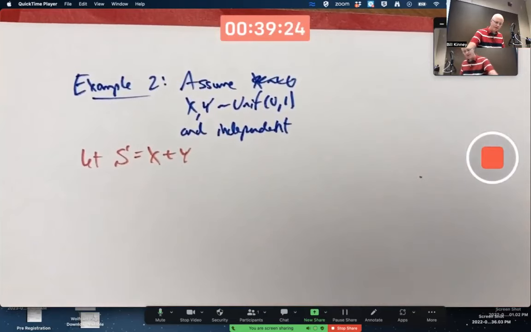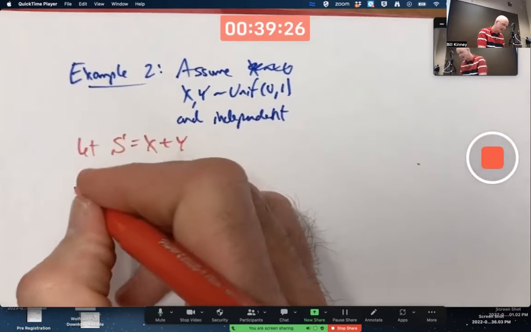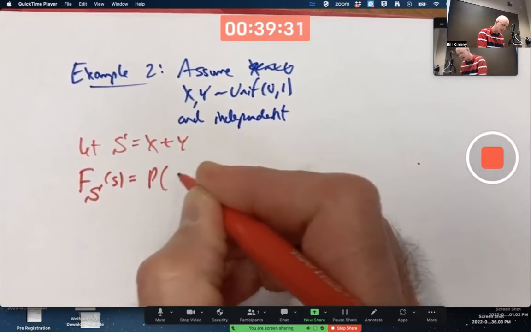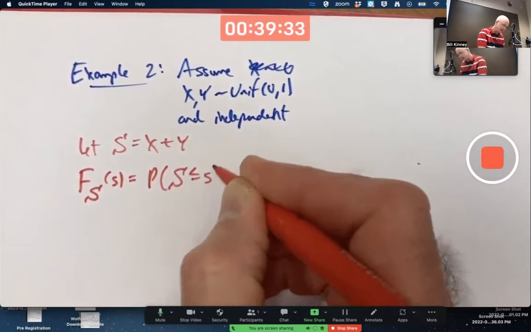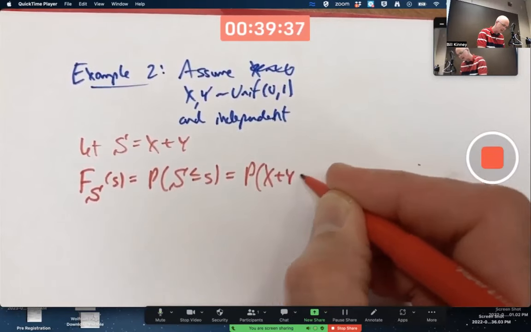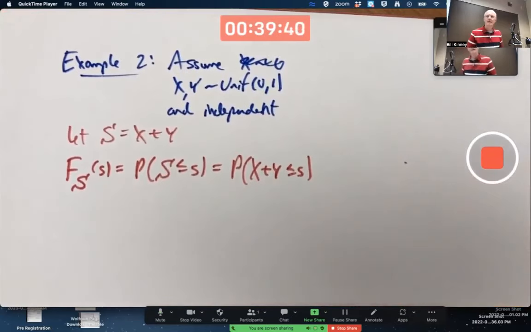Let's use the CDF method again. Capital F sub capital S of little s is the probability that capital S is less than or equal to little s. But what is capital S? It's x plus y. Here's the part where I made a mistake in my drawing.